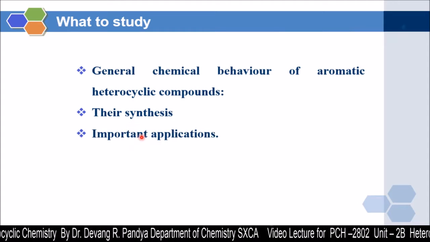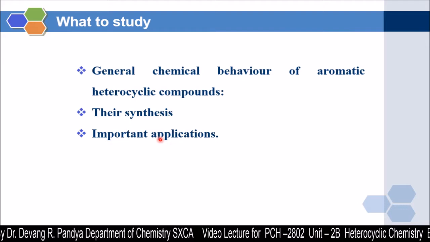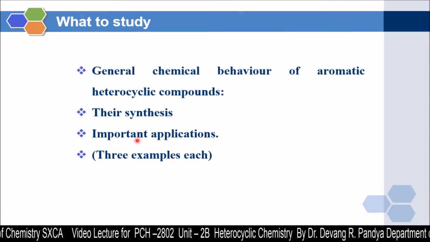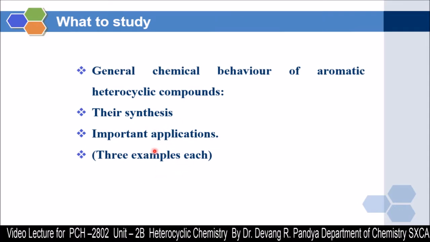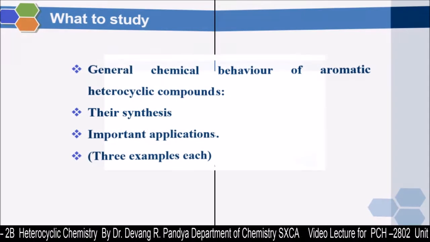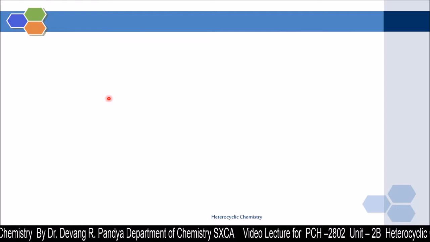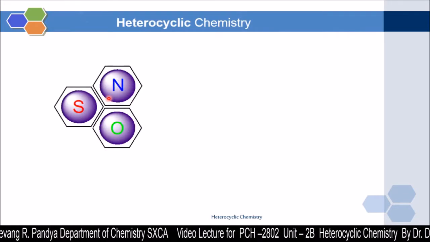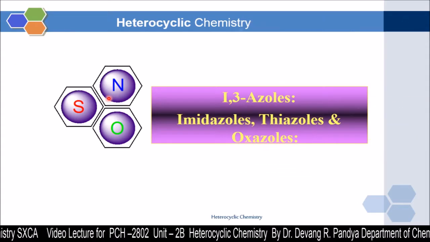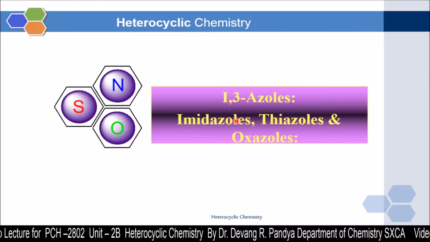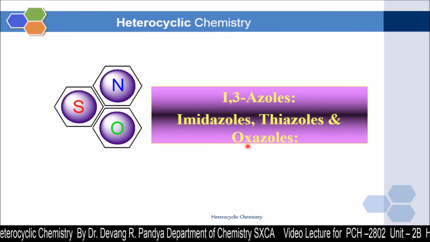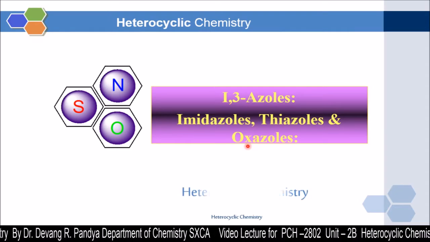Important applications are there. What kind of applications? Biological application is there, industrial application is there, and we're going to include 3 examples for each application. So this much is what we need to study for these 1,3 azoles. In the 1,3 azoles, our main study today is imidazole and benzimidazole, then thiazole, benzthiazole, oxazole, benzoxazole. Isoxazole we'll learn later.